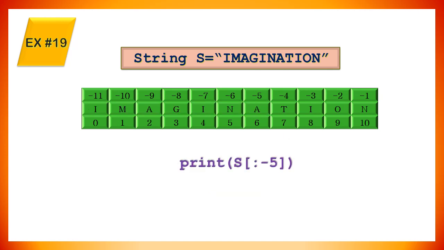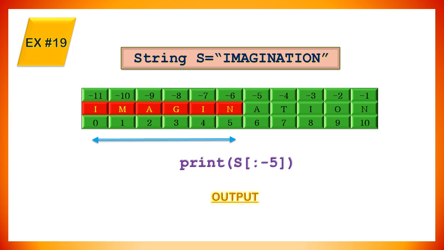Example number 19, S[:-5]. No start index has been provided, so we consider start index as 0, and end index is minus 5. So minus 5 minus 1 is minus 6. So 0 to minus 6, or we can say minus 5 index corresponds with index 6 in forward indexing. So 6 minus 1 is 5. So 0 to 5 indexes get generated, and the characters in between that range are IMAGIN, that come as the output.